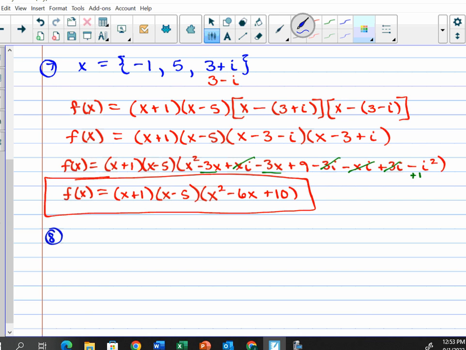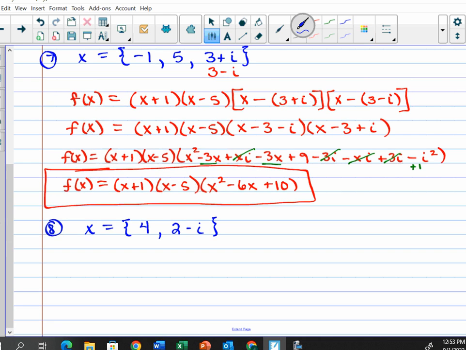Let's try one more. So same directions, we won't write those again. Your x's are 4 and 2 minus i. You guys are trying this one.